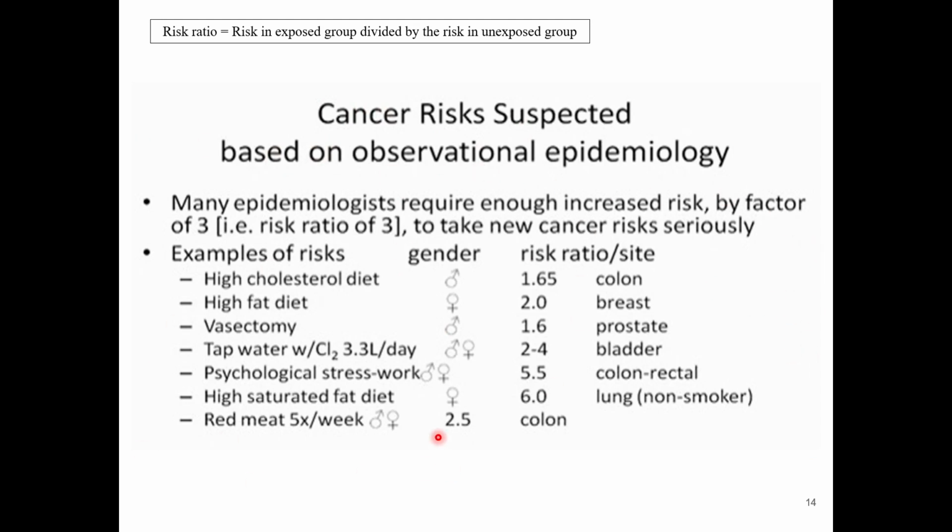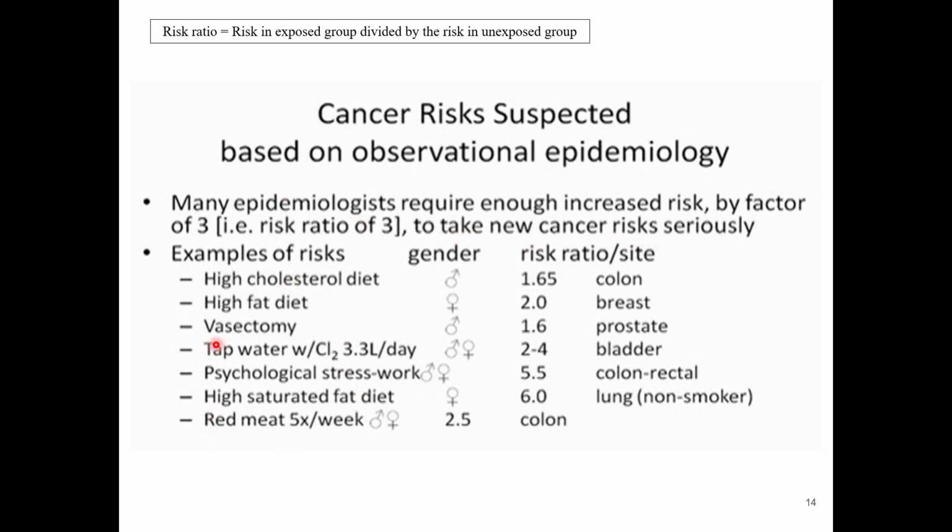So here are some of the values. Many epidemiologists require an increased risk by a factor of 3, that is a risk ratio of 3. Risk ratio is basically the risk in the exposed group divided by the risk in the unexposed group. So if it crosses 3, then only do many epidemiologists take new cancer risks seriously.